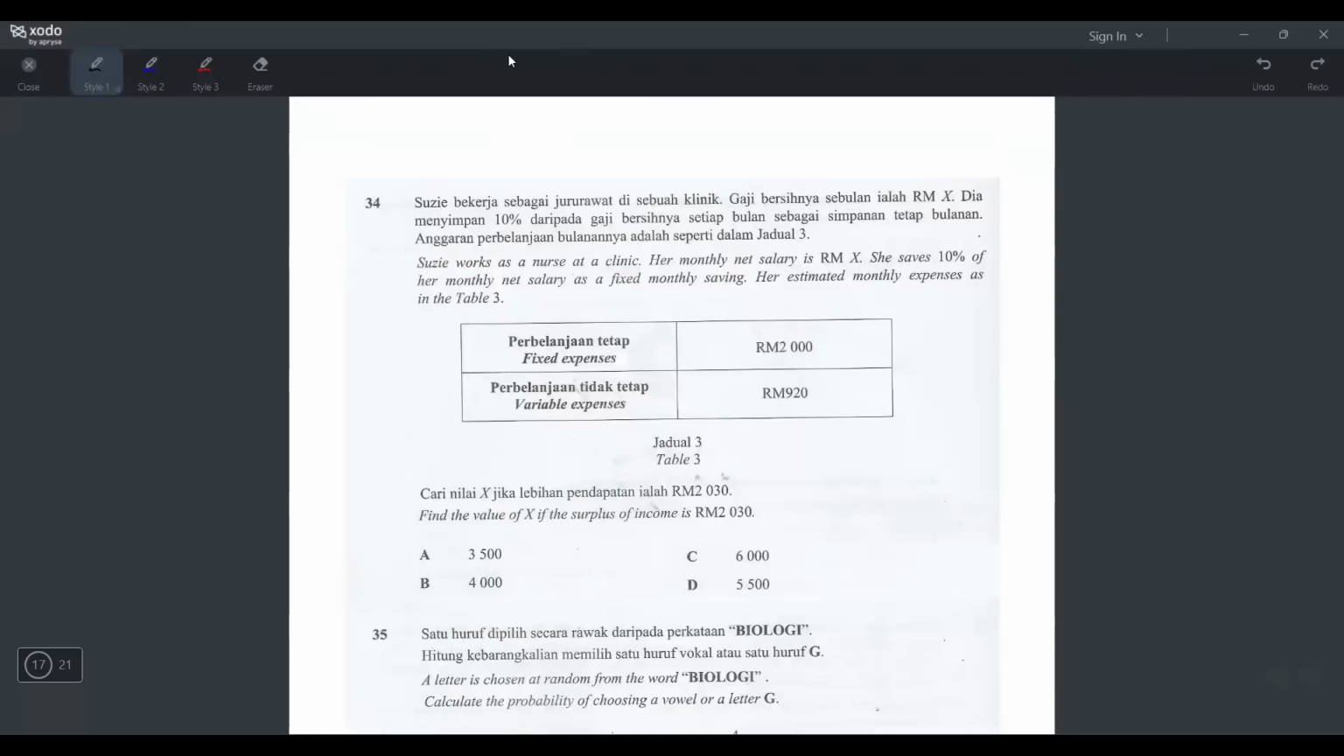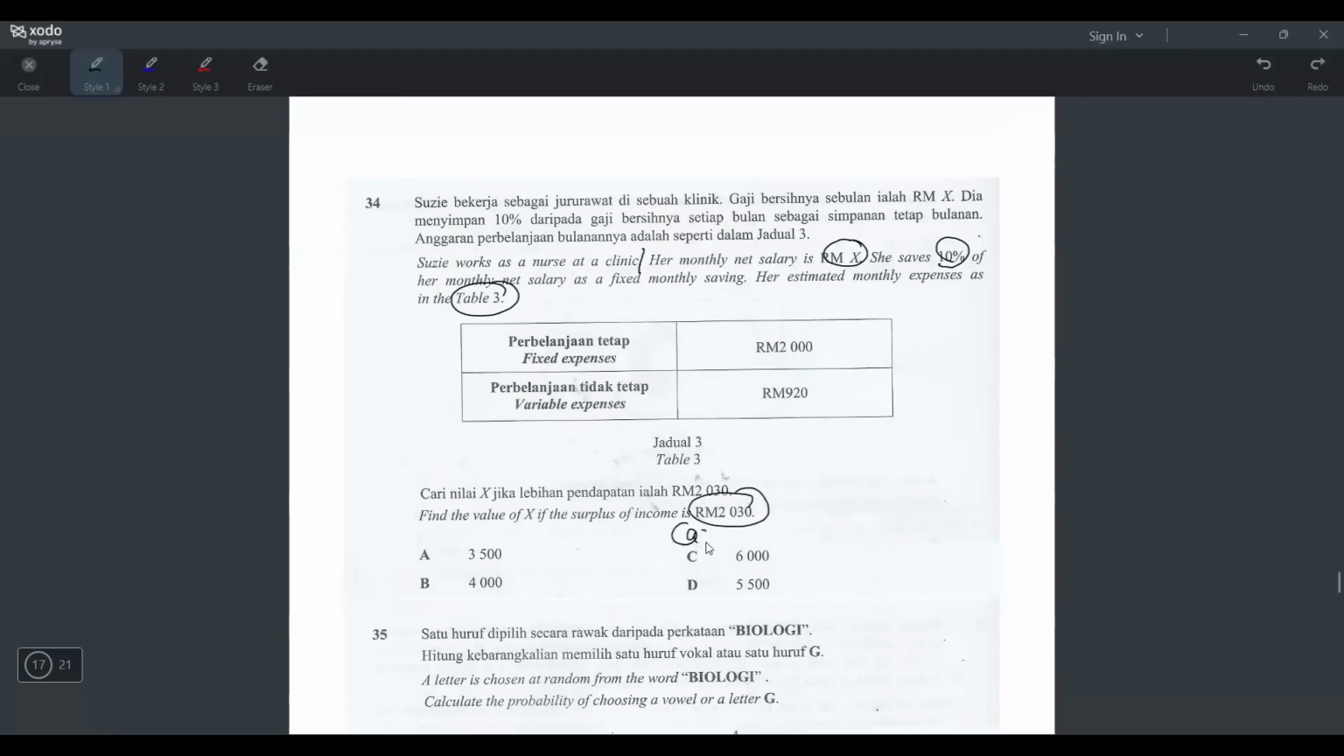Okay, number 34. Susie works as a nurse at the clinic. Her monthly salary is X. So X represents the monthly salary. She saves 10% of her monthly salary as a fixed monthly saving. So the 10% she won't spend, she will save the money. 10% saved means she now has the remaining 90%. Her estimated monthly expenses are in the table. So these are all the expenses. Now they say find the value of X if the surplus is 2020.